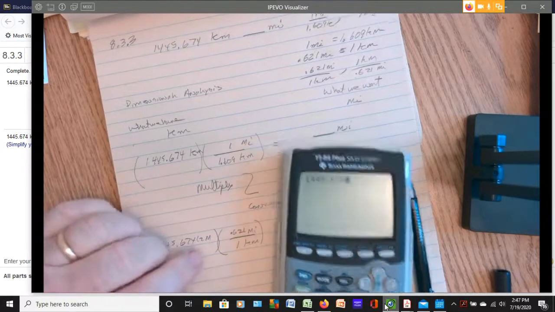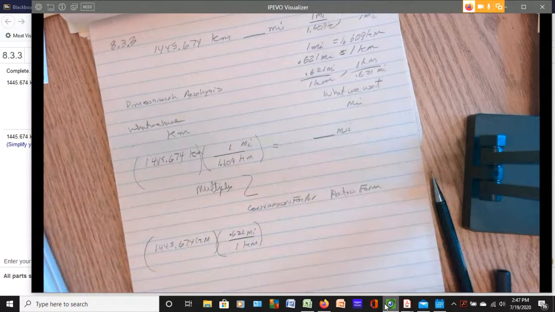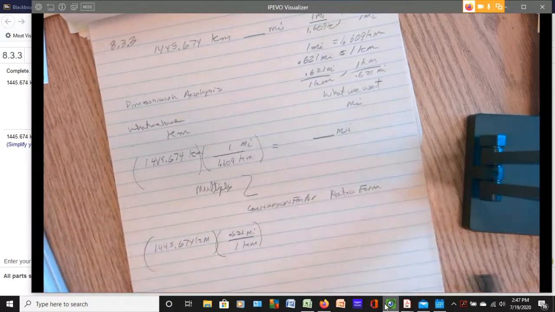And so I'm going to have 1,445.674. Oh, what do you mean going to divide? Did I leave out a step for you? Oh, don't let me confuse you. Don't let me confuse you.